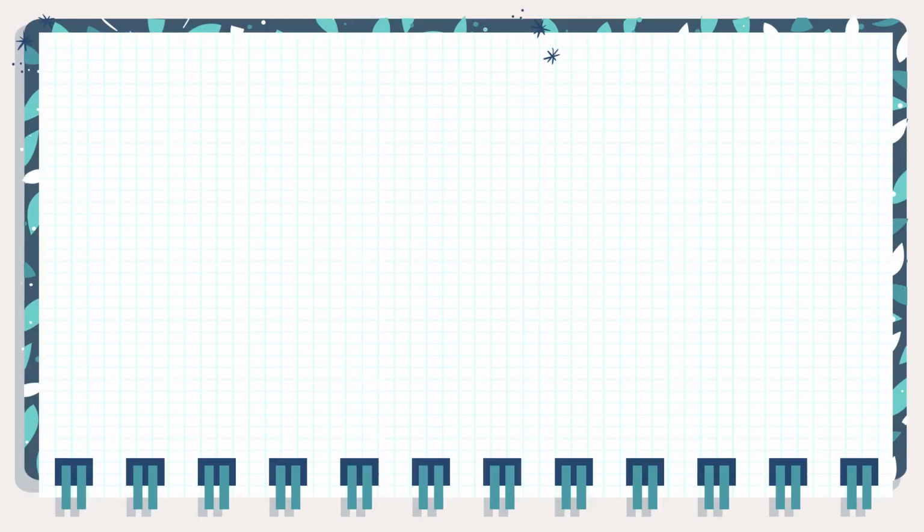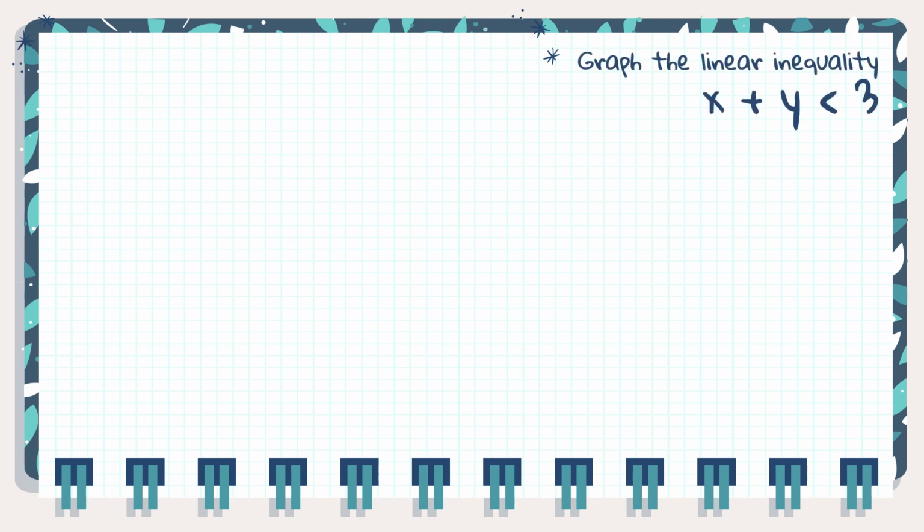So this time, let us graph the linear inequality x plus 3y is less than 3. If you can still remember, there are different ways for us to graph it. We need to change first the linear inequality into a linear equation in order for us to find points lying on that line.